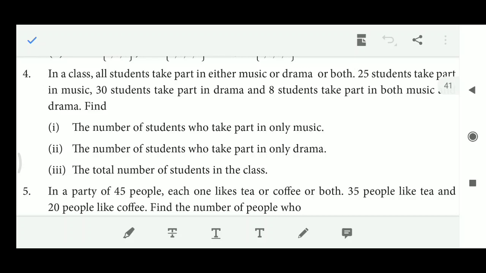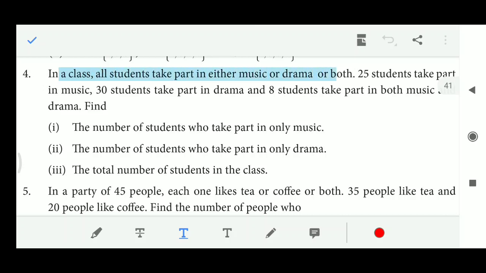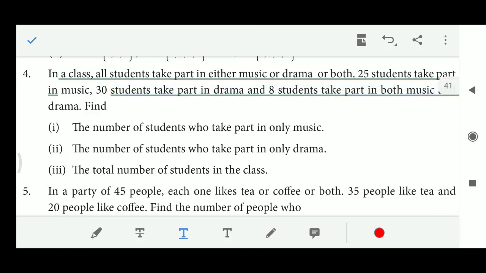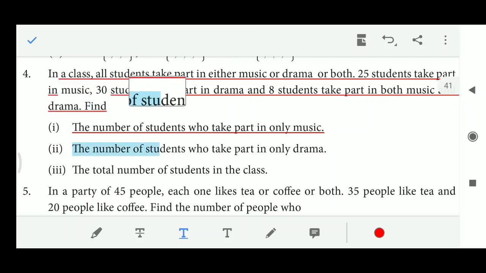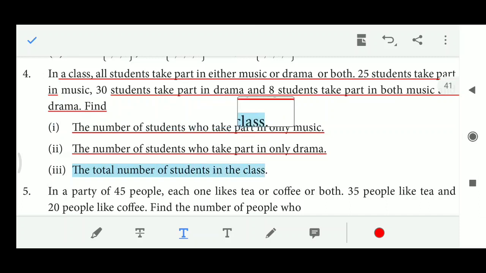With this same concept, we will do the fourth sum in the exercise. In a class, all students take part in either music or drama or both. 25 students take part in music, 30 students take part in drama, and 8 students take part in both music and drama. Find first, the number of students who take part in only music. Second, the number of students who take part in only drama. And third, the total number of students in the class. I am going to do this sum using the formula.